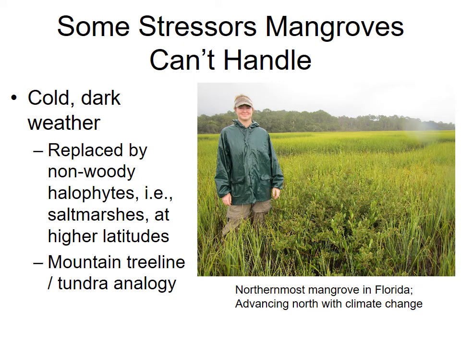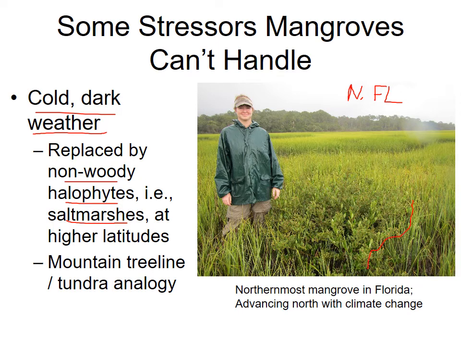Okay, so although mangroves are pretty amazing at dealing with the waterlogged sediments and the salt concentration, there are limits to how much stress they can handle, and they do need a lot of sunshine and warm weather to have enough energy to handle those stresses. So cold, dark weather, mangroves cannot handle, and they're replaced by non-woody halophytes like saltmarsh grasses at higher latitudes. So this is in North Florida, an interesting biogeographic boundary where it's currently dominated by salt marshes because of the cooler winters there.